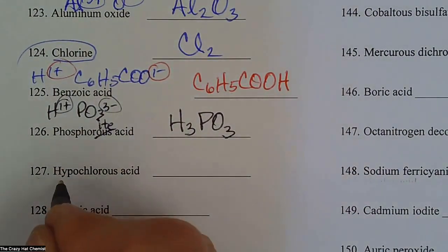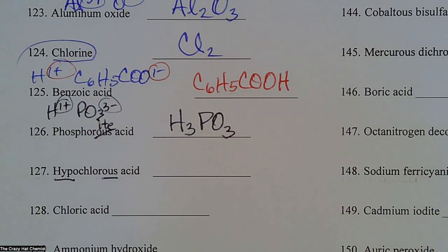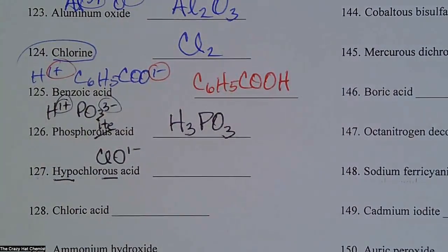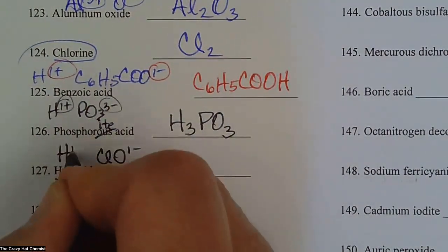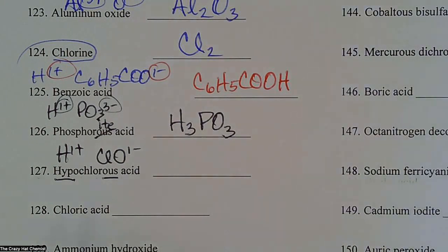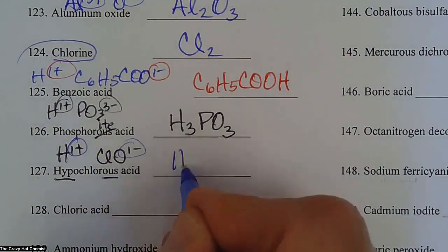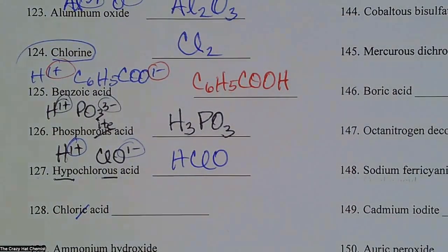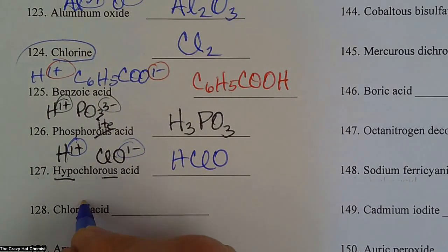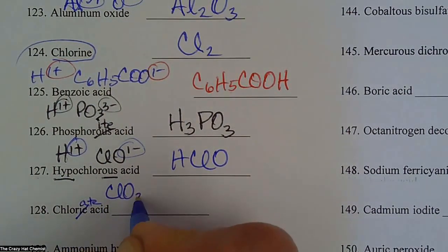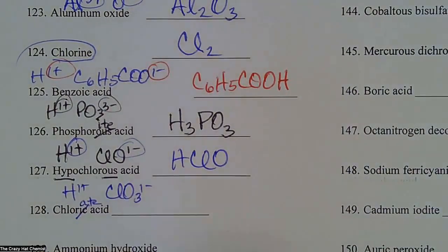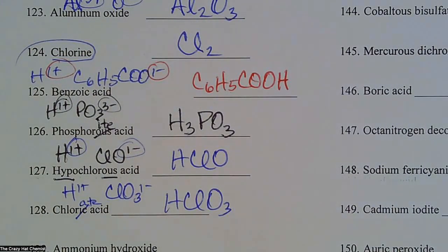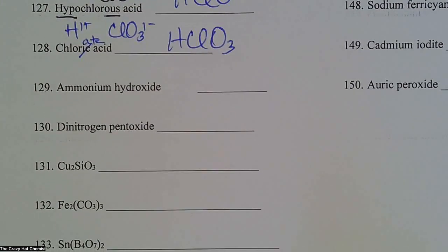Okay, here we go. Hypochlorous acid. So that is coming from the hypochlorite ion, and that is right there. ClO1 minus, it's an acid, it has hydrogen. I'm going to take the absolute value of this number 1 and that number 1, and I get HClO, just like that. Chloric acid is coming from the chlorate ion, and that's ClO3 1 minus, hydrogen because it's an acid. So flip the numbers, bring it down, HClO3. Okay, perfect. Scrolling on up so we get some more done.